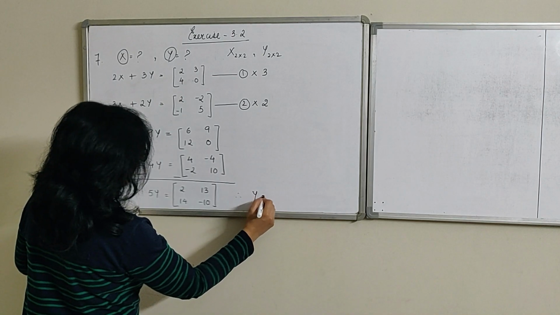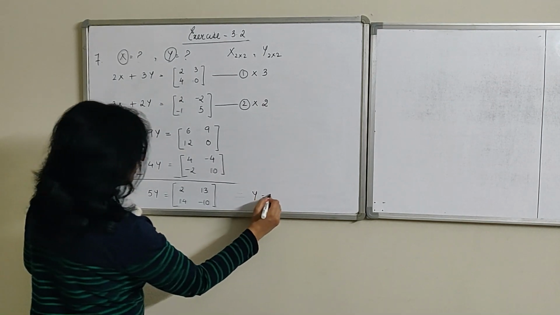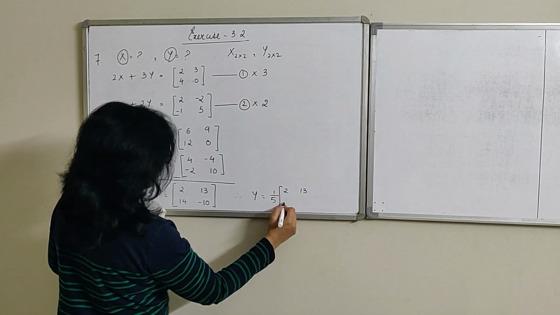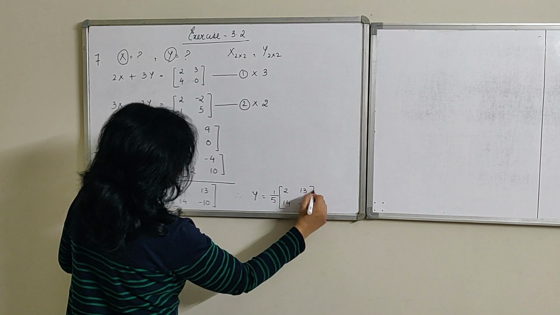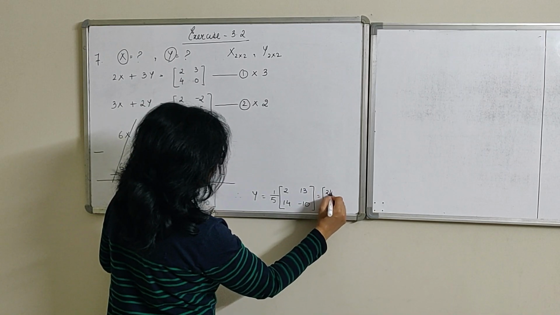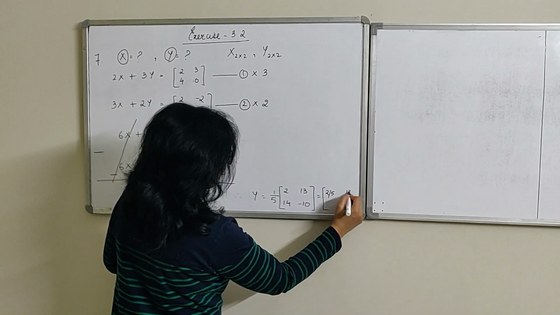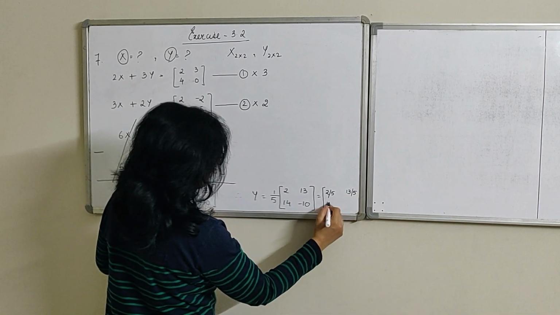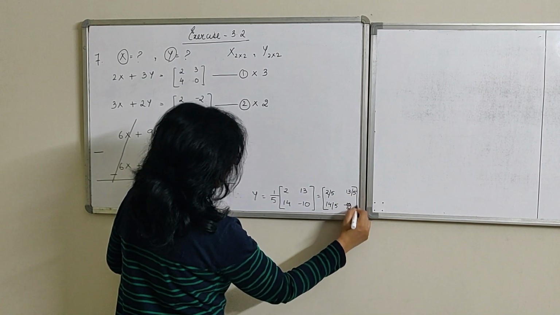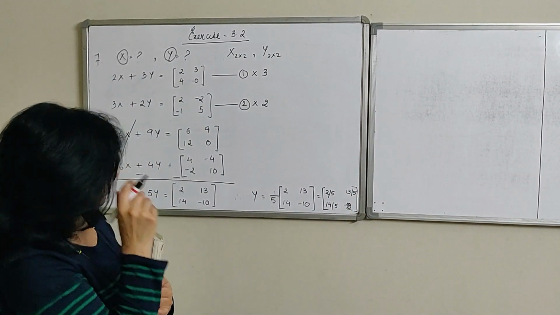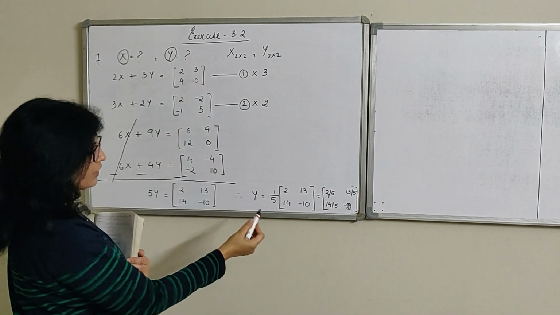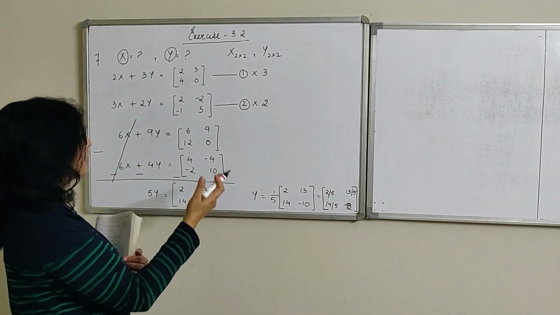And therefore the matrix Y has been obtained as 1 by 5 times this matrix. This is again scalar multiplication. So matrix Y can be written as a matrix with elements 2 by 5, 13 by 5, 14 by 5 and minus 10 by 5, which is minus 2. So this way we have obtained matrix Y. We have got here two equations. In any one equation we can substitute the value of matrix Y and find out matrix X.